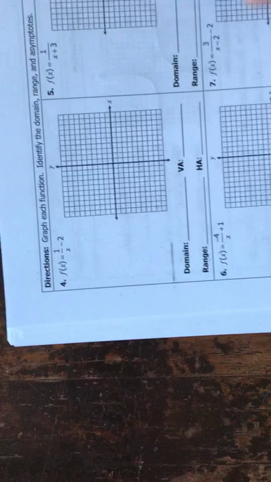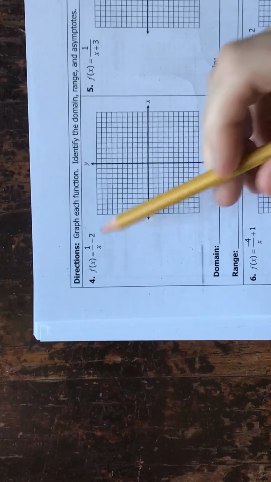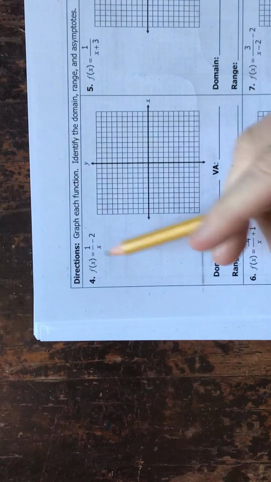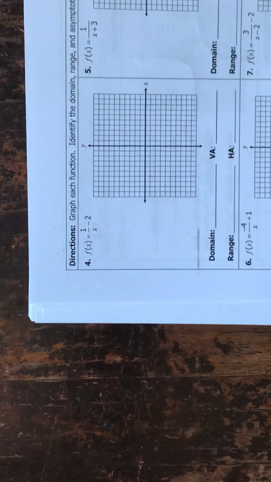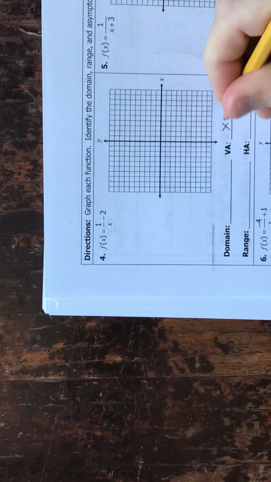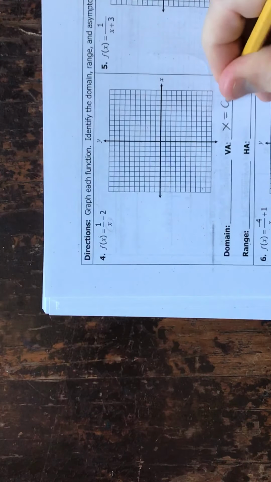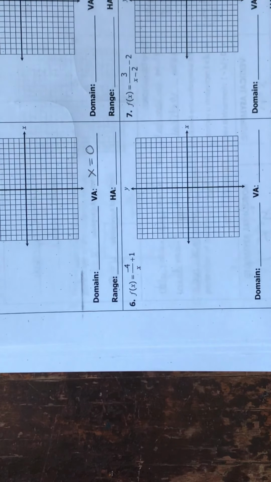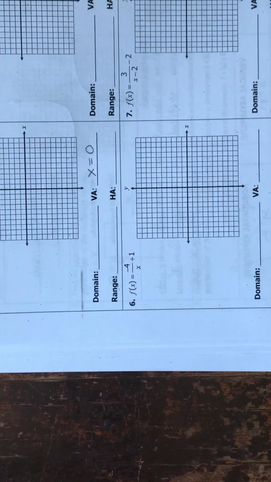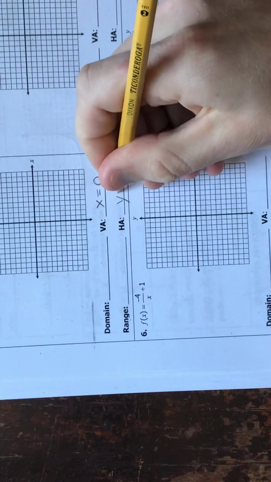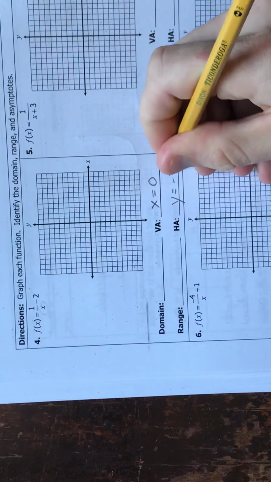So if we look at number 4 here, you'll notice our horizontal shift is 0. So we're not going left or right any distance, because remember, that's anything that's added or subtracted to x. So I'm actually just going to say that my vertical asymptote is at x equals 0. Okay, and then I also have a horizontal asymptote. And the way I can figure out what that guy's going to be is I just determine what my vertical shift is, and it's down 2, and that's because that minus 2. So I'm going to do y equals -2.